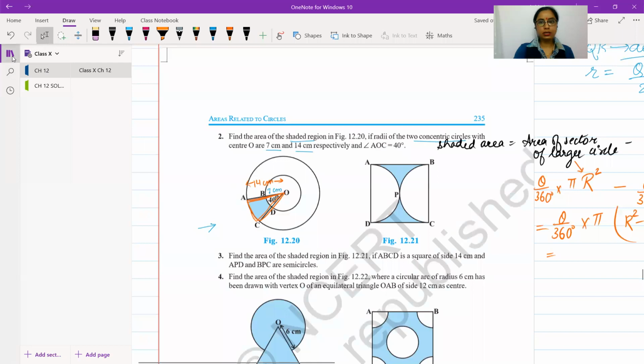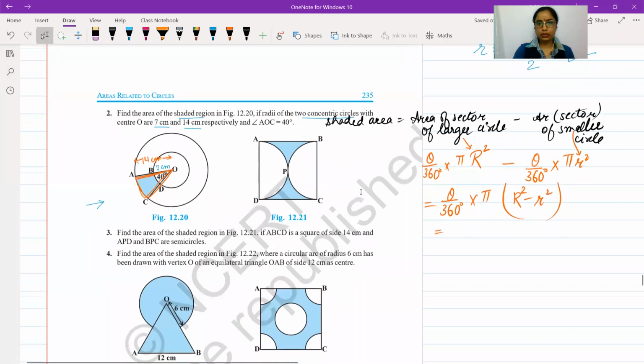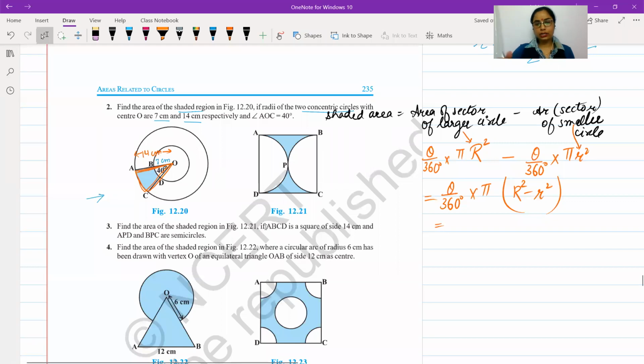Third question. Now you have this figure 12.21. Find the area of the shaded region in this figure, the one shaded in blue. ABCD is a square of side 14 centimeters. APD and BPC are semicircles. These semicircles have AD and BC as diameters.